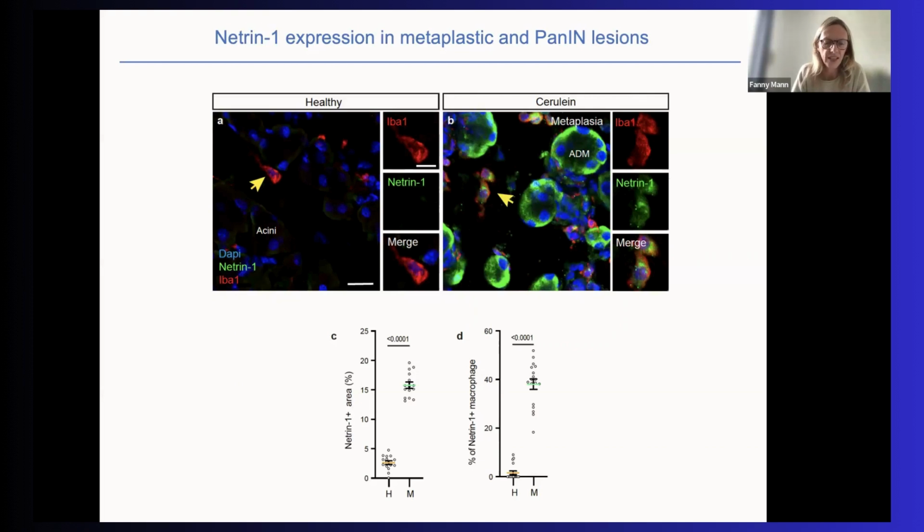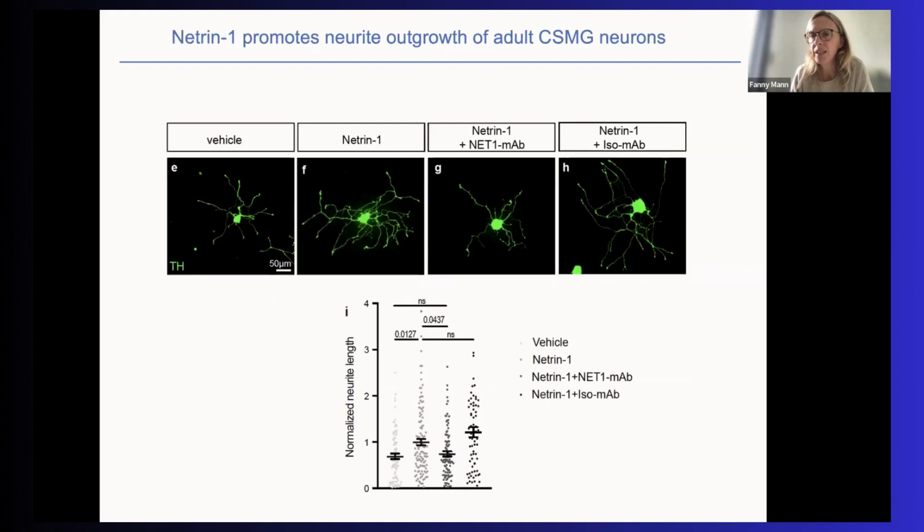So this suggests that netrin-1 might be the signal that triggers sympathetic axon sprouting. We first tested this idea in vitro. We dissected out the celiac superior mesenteric ganglia, dissociated the neurons, and put them in culture. In culture, they re-express DCC, and we found that when we apply recombinant netrin-1 to the culture medium, this induced an increased growth of the sympathetic neurites.